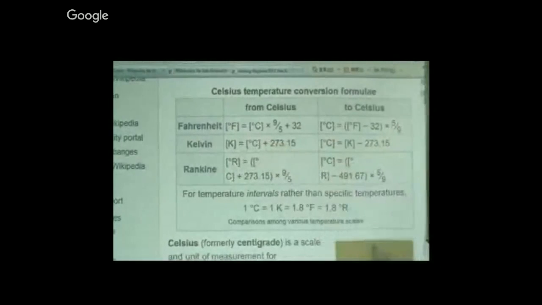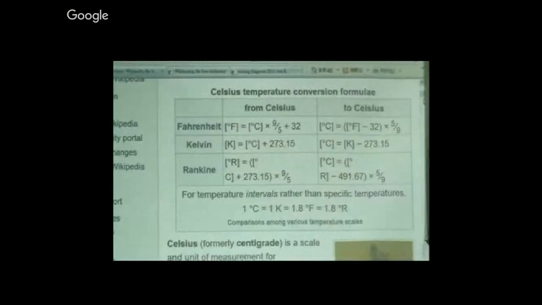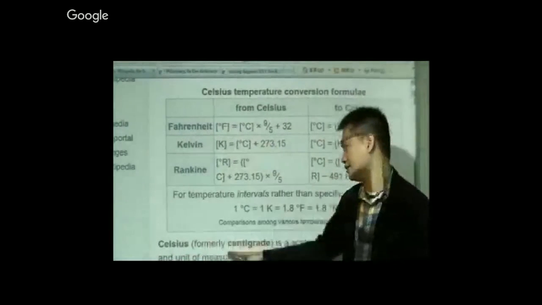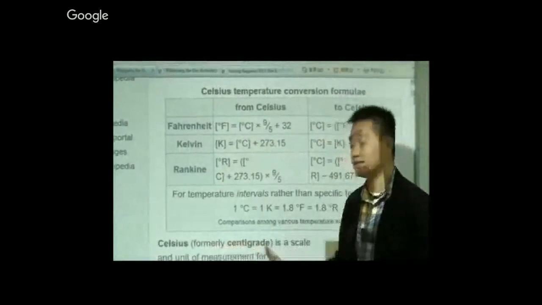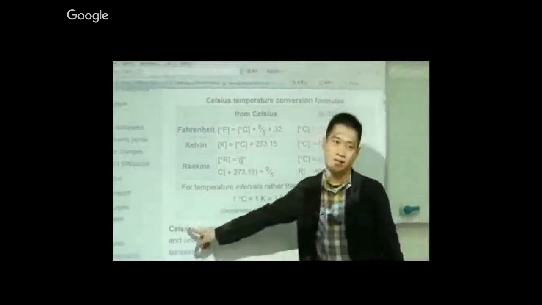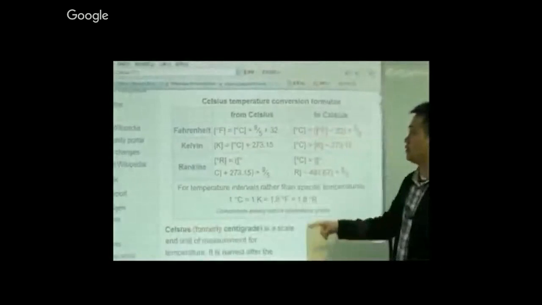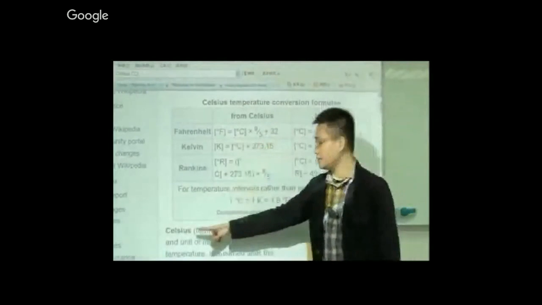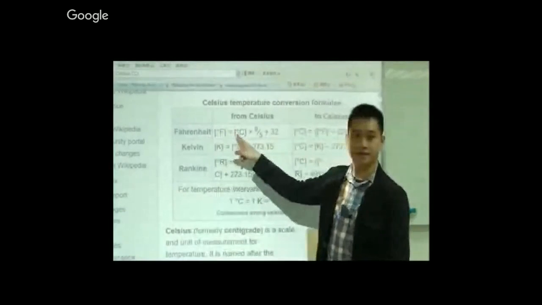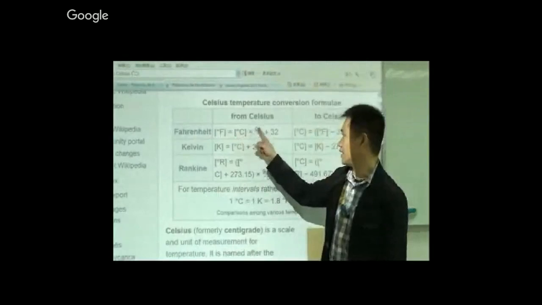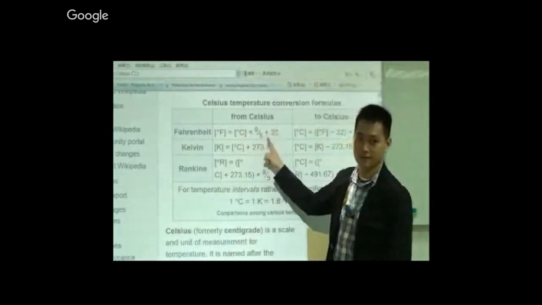So how do you convert? If they ask you in the exam, convert. How do you convert? The other name for Celsius was formerly centigrade, but now we don't use that one. We use this one. So how do you convert? If you want to convert Celsius to Fahrenheit, you copy this: Celsius times 9/5 plus 32.